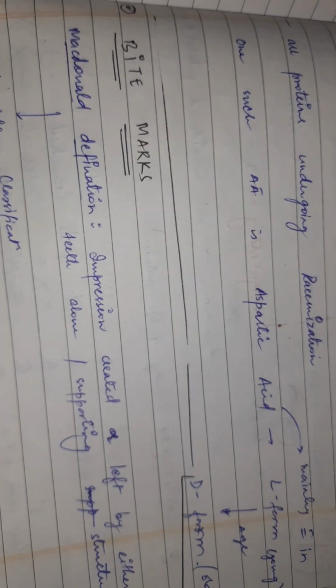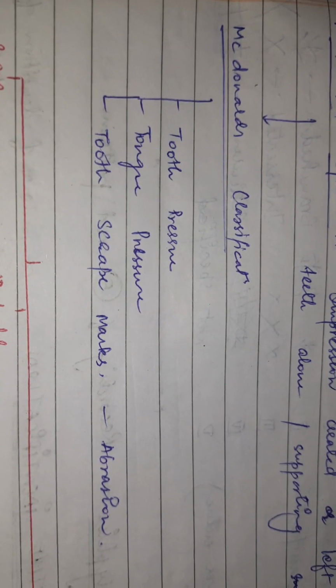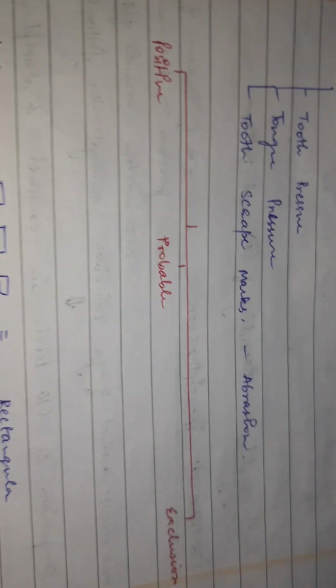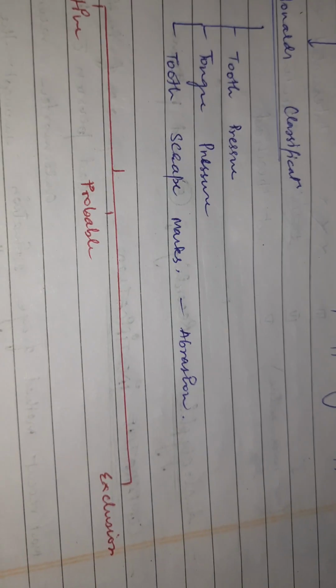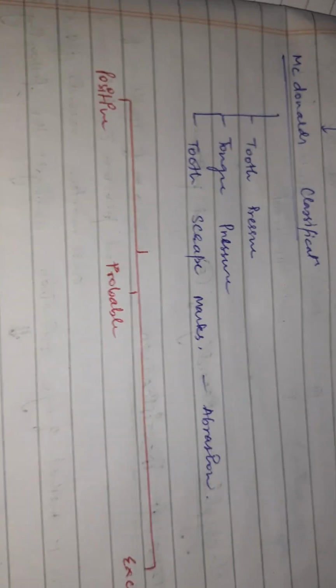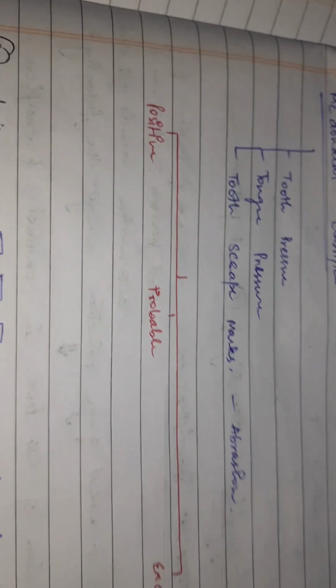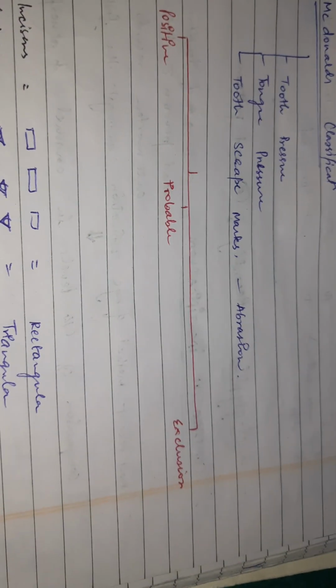Bite marks. McDonald's definition of bite marks is an impression created or left by either teeth alone or supporting structures. McDonald's classification has three categories: tooth pressure, tongue pressure, and tooth scrape marks. Tooth scrape marks are like abrasion and very severe. Tooth pressure you have seen in child bites; everyone has once bitten someone in childhood. It is further divided into positive, probable, and exclusion.